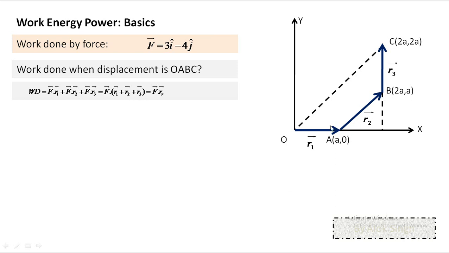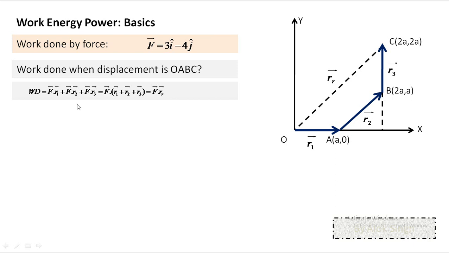What is the vector sum of 3 displacements? It is the resultant vector OC. Thus r1 plus r2 plus r3 is my resultant vector. So what is work done? Work done is simply F dot resultant displacement. And this is possible only when the force is constant. So this is an important observation. Work done is independent of the path when the force is constant.